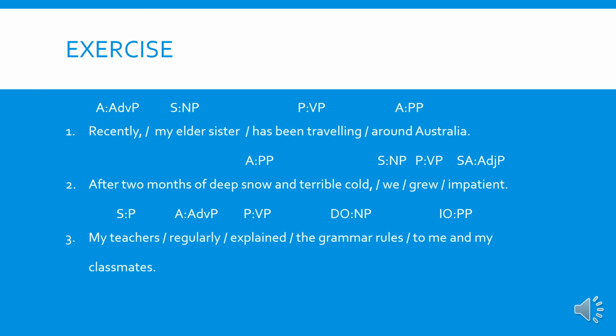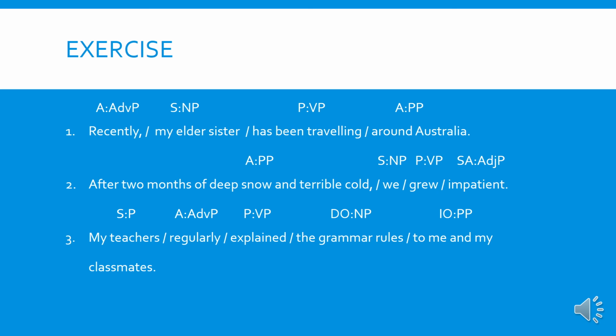By the way, you should be careful to distinguish between adverbials and adverbs. Adverbs are realizations, adverbials are functions. So don't talk about adverbial phrases. That's very confusing. Adverbial is a function, adverb phrase is a realization. My elder sister is a subject, which is realized by a noun phrase. Has been travelling is a predicator, which is realized by a verb phrase.